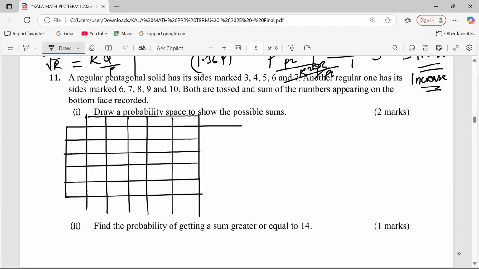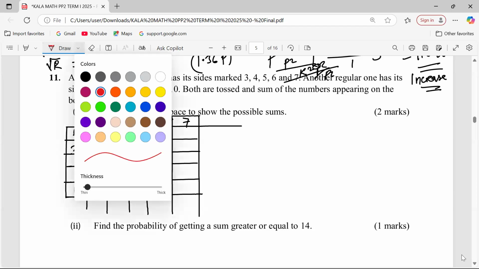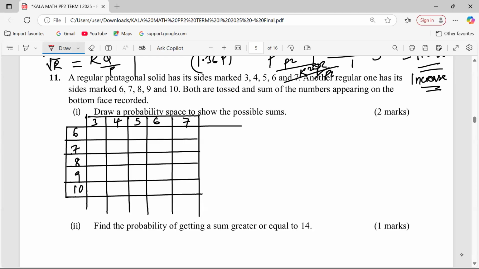From the first one, we are having 3, 4, 5, 6, 7. In the second one, we are having 6, 7, 8, 9, and 10. That way. So when they are tossed, now we can get all possible outcomes. It can be 6 plus 3, which is 9, because after showing up, we are taking the sum. This one is very key. Some other times you'll be told that the difference is calculated.